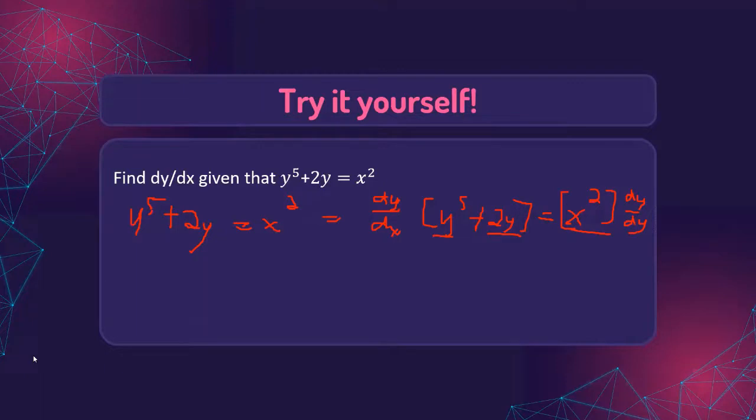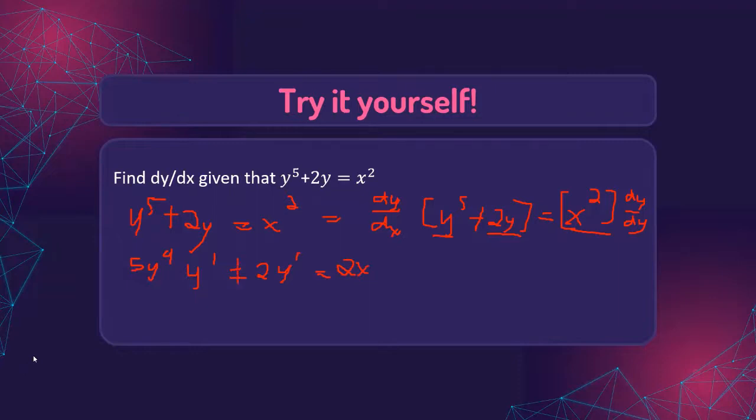The derivative of our first term will be 5y raised to 4, and the derivative of y is y prime. Then the derivative of 2y is actually 2, and the derivative of y is y prime. Then the derivative of x squared will be 2x.